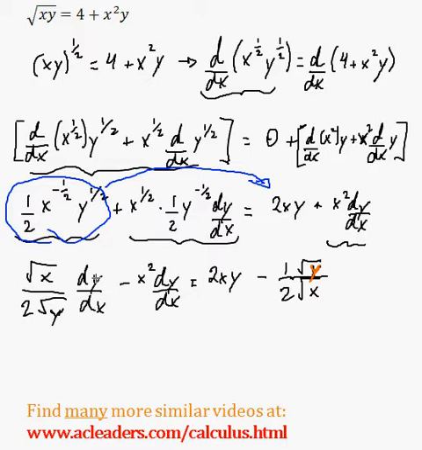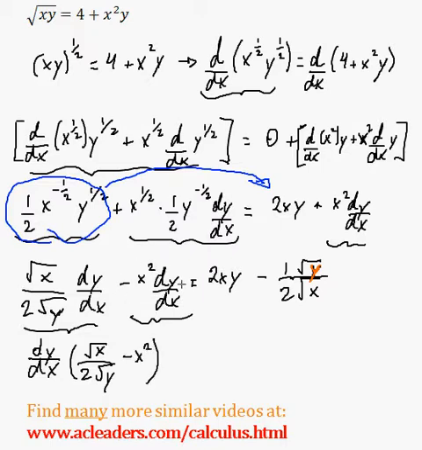Okay, so now I can actually finally factor out the dy/dx from both these elements here. So I factor out dy/dx, and I'm going to get root x over 2 root y from this element to the left, and just negative x squared from this element on the right. Hopefully that makes sense to you guys. Equals 2xy minus root y over 2 root x, because that's what this simplifies into.